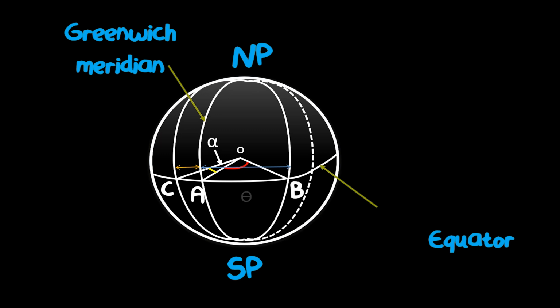So we can see that there is an arc that has been formed owing to the fact that the equator joins the prime meridian and our meridian C.